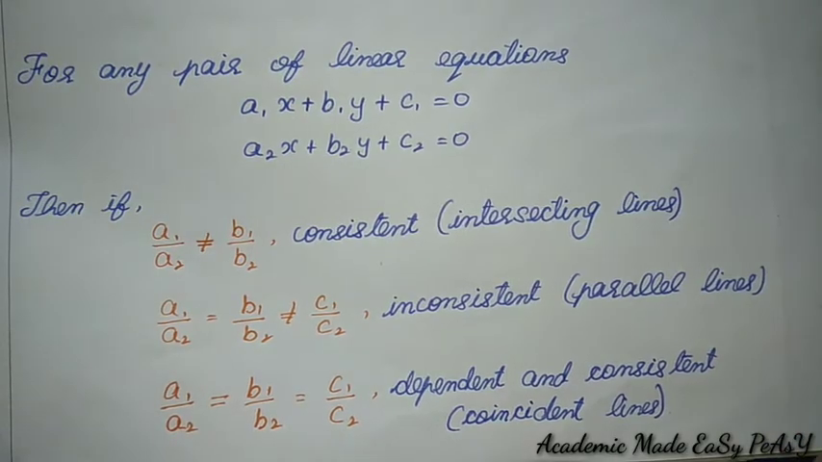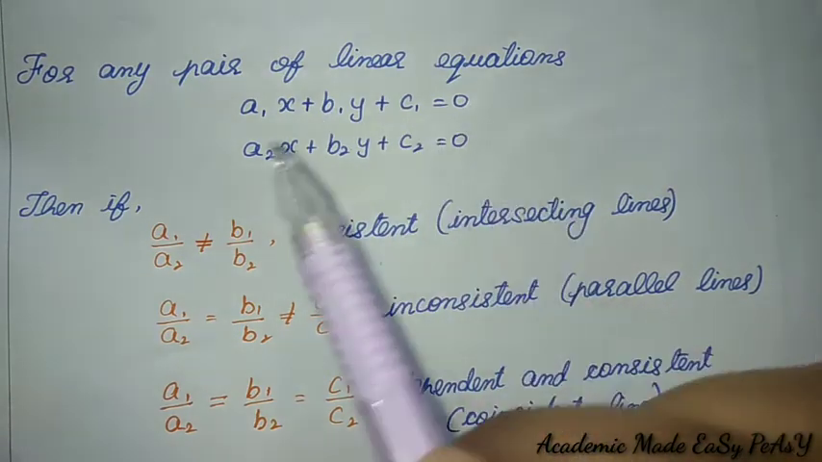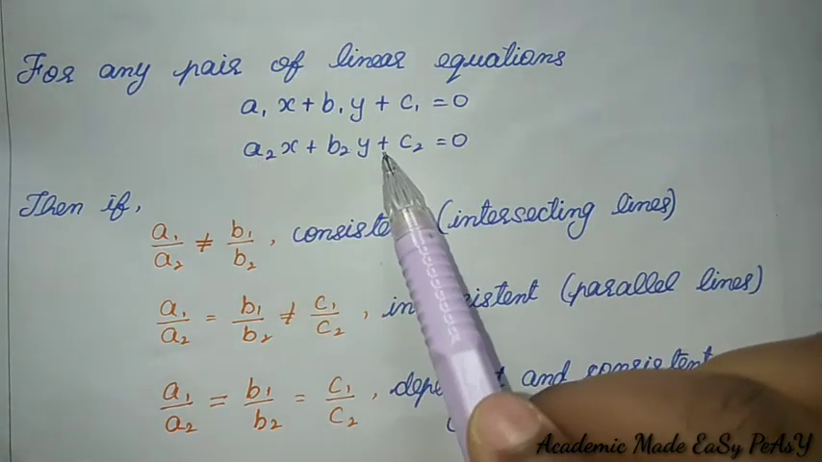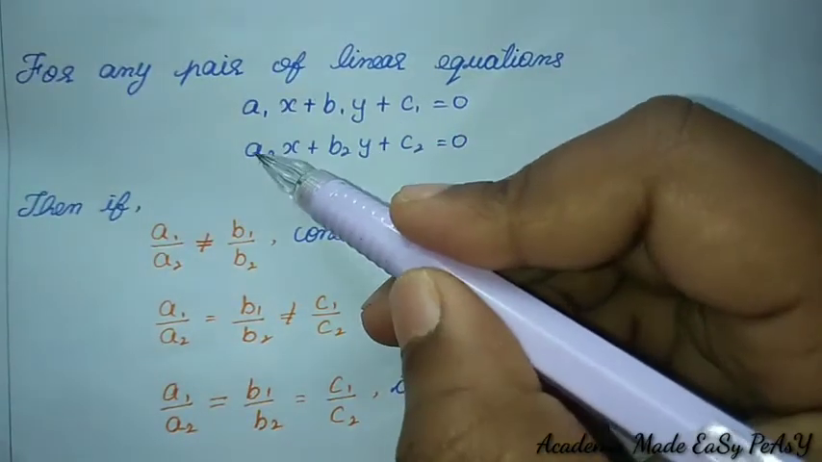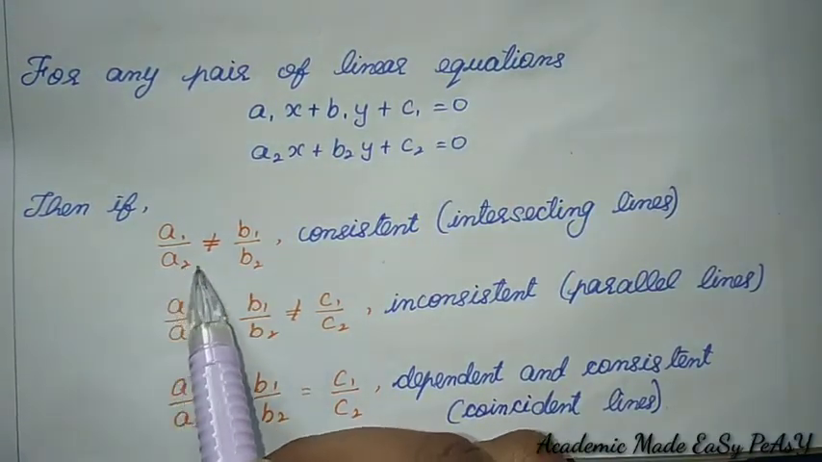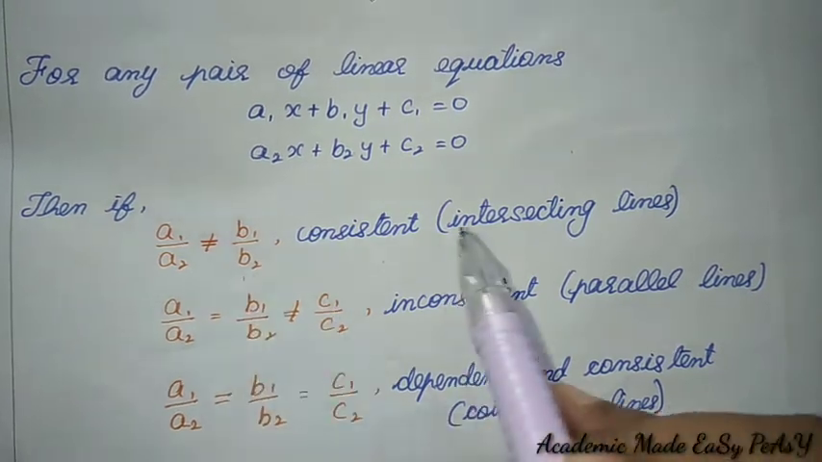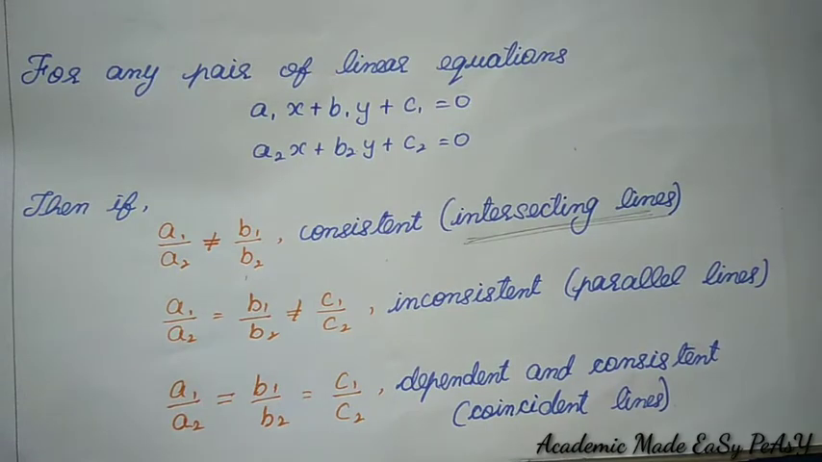So we have three cases for any pair of linear equations. For any pair of linear equations, a1x plus b1y plus c1 is equal to 0, a2x plus b2y plus c2 is equal to 0, if we take the ratios of a1, a2, b1, b2, c1, c2. If the ratio a1 by a2 is not equal to b1 by b2, it means consistent. It is intersecting lines. Those two lines will intersect each other at only one point, then it is called consistent.